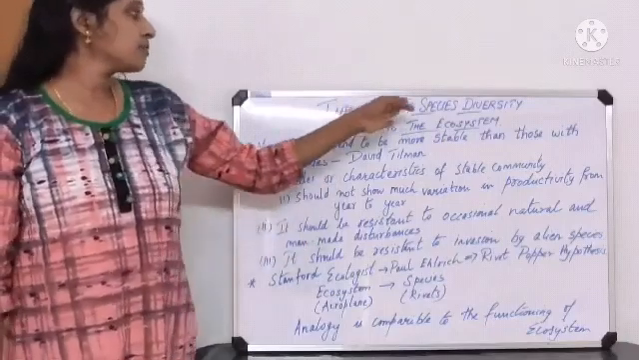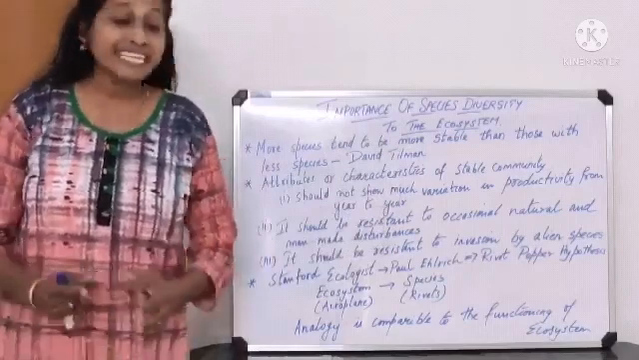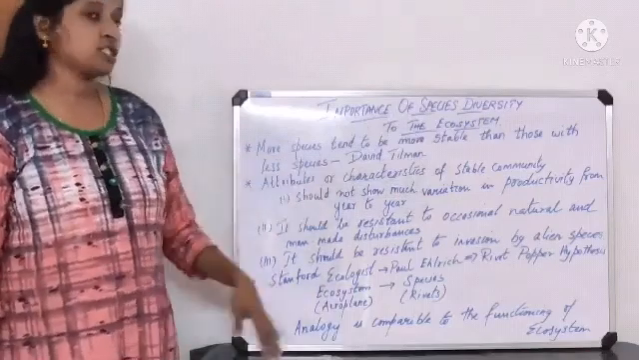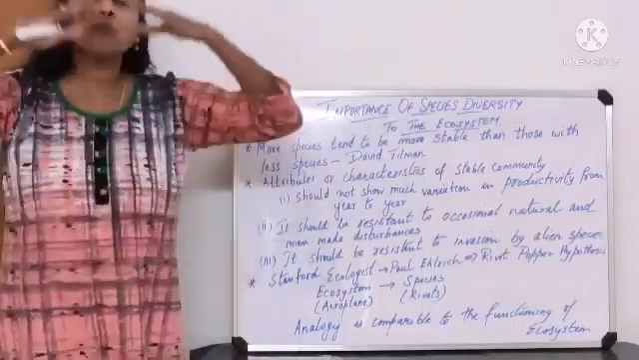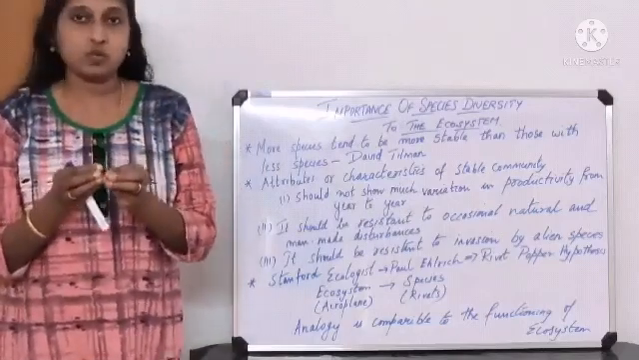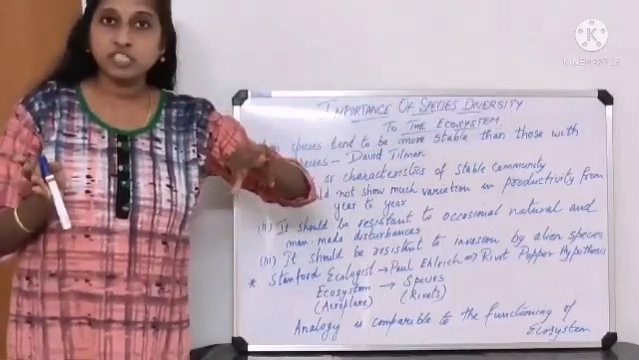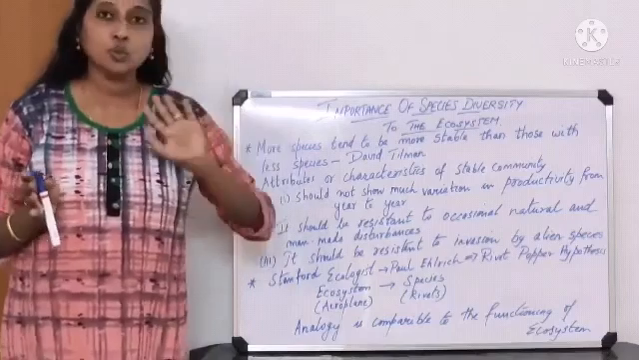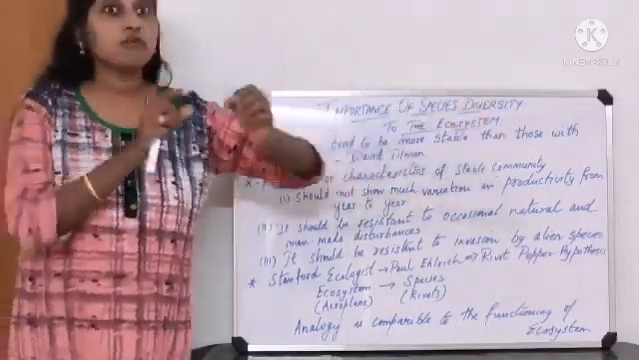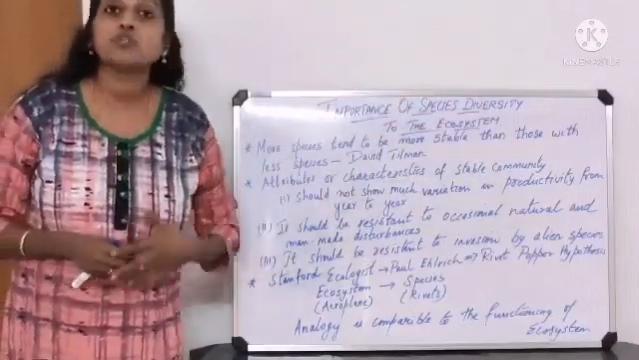Okay. Now, when you are saying the importance of species diversity to the ecosystem, David Tilman has said that ecosystems with more species tend to be more stable than those with fewer species. For example, imagine this is the ecosystem. Here only 2 species are present. How many species are present? 2. Then it is not that stable. If it is having 10 species instead of 2, then that ecosystem, that region, is more stable.